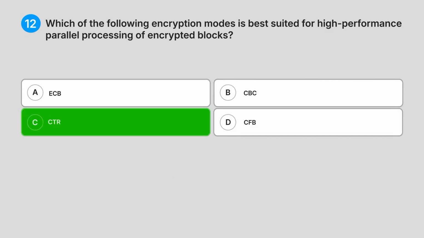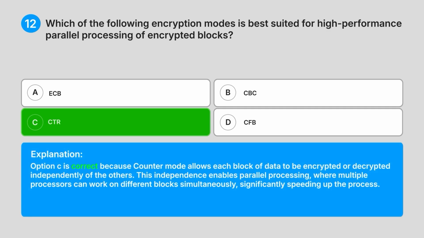Correct answer, C. CTR. Explanation: option C is correct because counter mode allows each block of data to be encrypted or decrypted independently of the others. This independence enables parallel processing, where multiple processors can work on different blocks simultaneously, significantly speeding up the process.